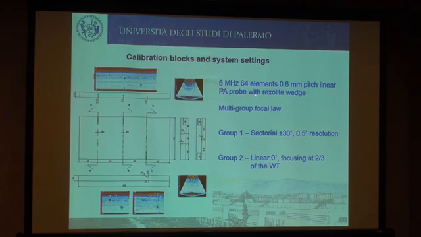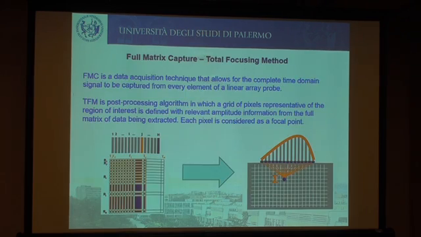We used a 5 MHz, 64-element phased array probe with a wedge, and we used 2 different setups, one with a linear ultrasonic beam at 0 degrees, focused at 2/3 of the thickness, and the other one a sectorial scan with plus minus 30 degrees. And they were all good. We could see all the reflectors that were made in the calibration block.